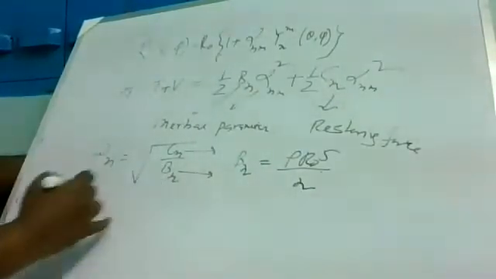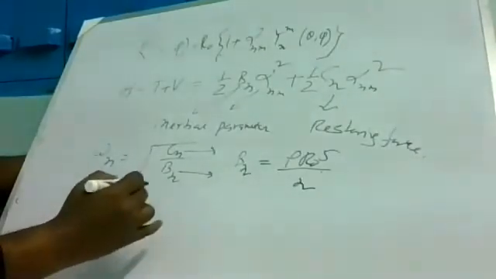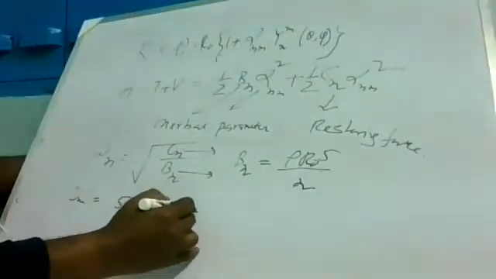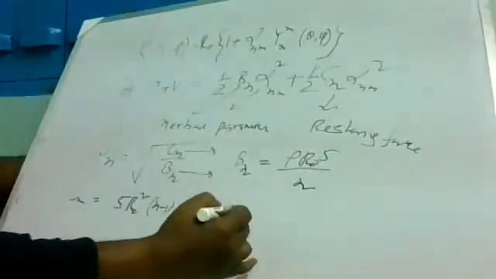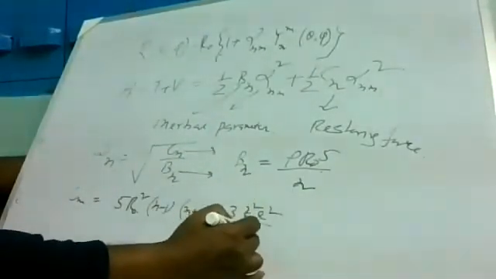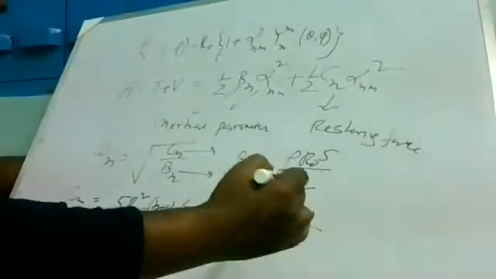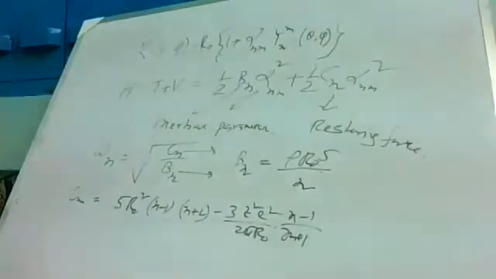And Cn was given this value: 5 r0 square (n minus 1)(n plus 2) minus 3 z square e square by 2 pi r0, times (n minus 1) by (2n plus 1). This was the value obtained by Lord Rayleigh's work.